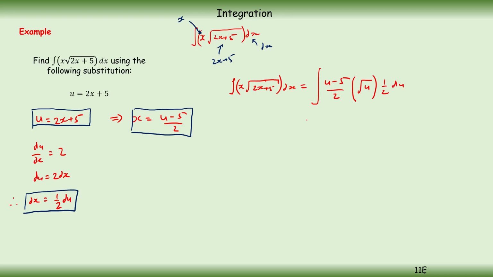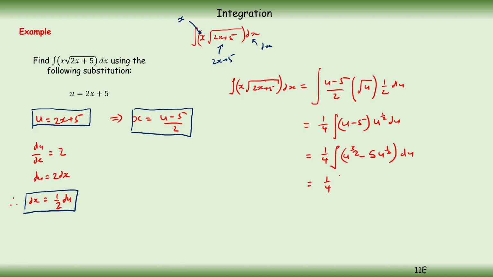Okay, so let me simplify this before I integrate. I've got 2 times 2, so I can take the quarter out. And I've got the integral then of u minus 5 times u to the power of a half with respect to u, which is great. If we expand, simplify, and then integrate. So we've got a quarter of the integral of u to the power of 3 over 2 minus 5 u to the power of a half with respect to u, which is equal to a quarter.